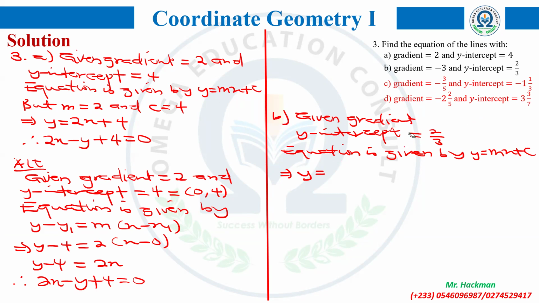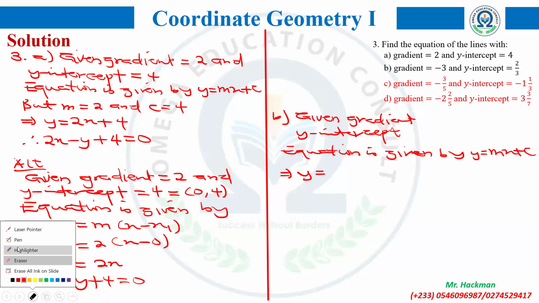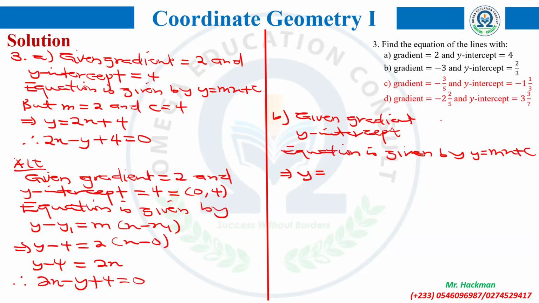Okay, so let me change this one a letter. So I'll write it this way. Gradient, I will use M. So gradient M is equal to minus 3. And the y-intercept, C, is equal to 2 on 3. Is it clear now?